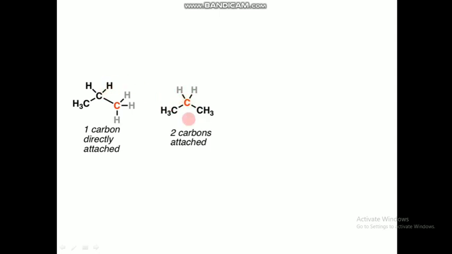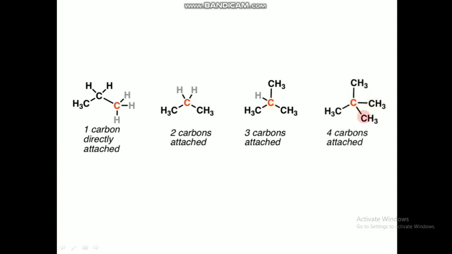We have an example here also. And these two are primary as they are attached to just one carbon. If you consider this carbon, there are three carbons attached to it. This is one carbon, this is the second carbon, and this is the third one. So three carbon atoms are attached to this particular carbon, so this carbon in red is a tertiary carbon. And this one with four carbons attached is a quaternary carbon. All the others are primary carbons here because all of them are attached to just one carbon.